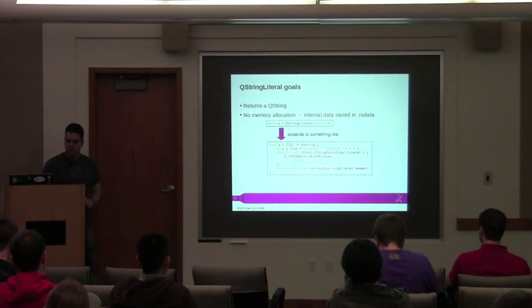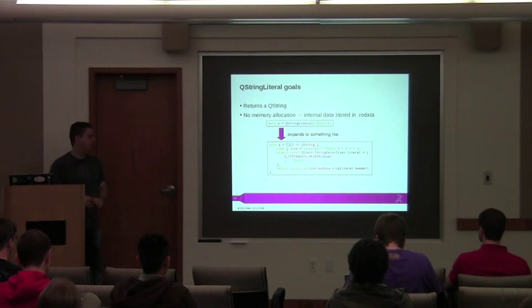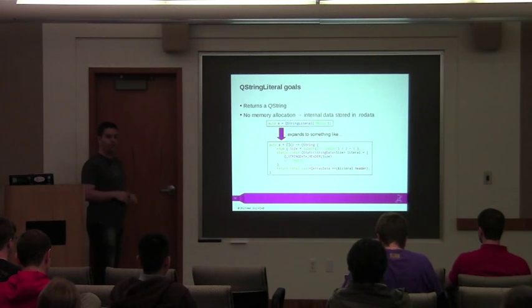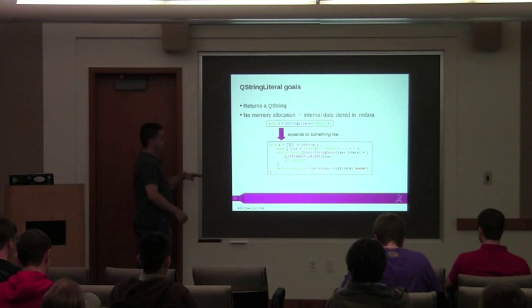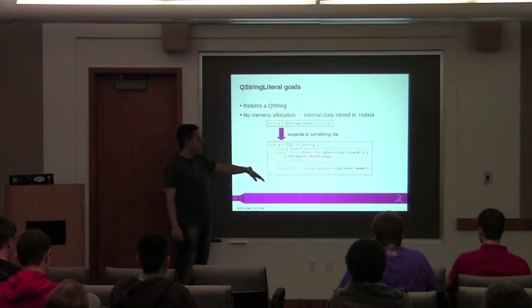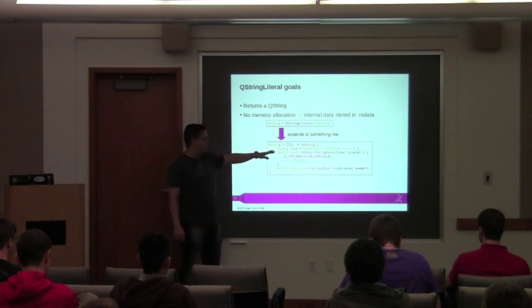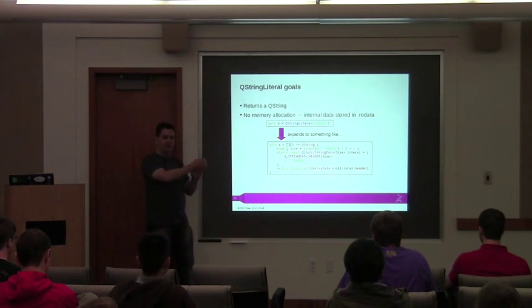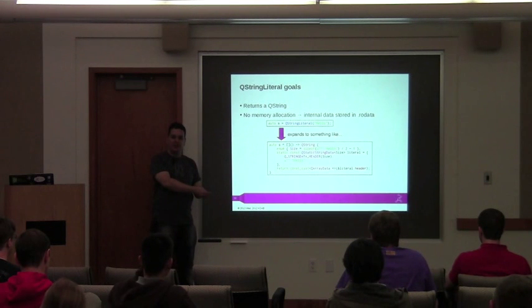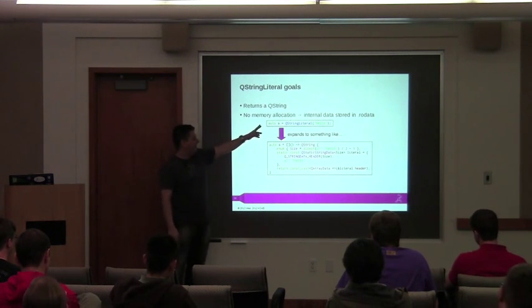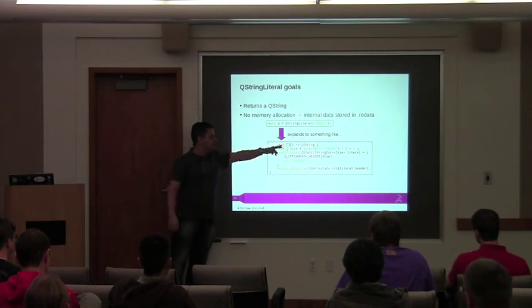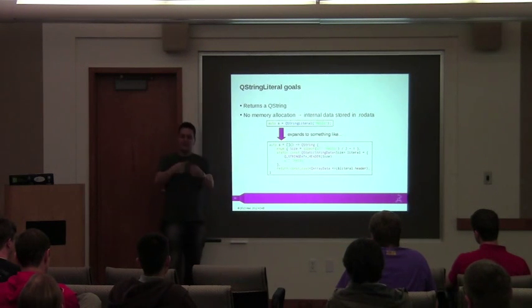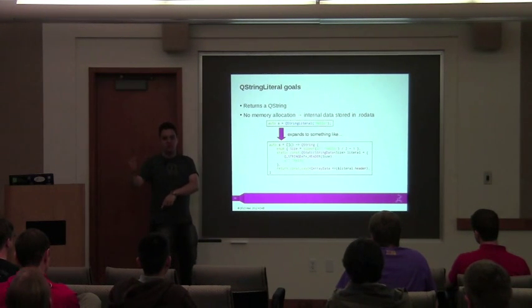So how did we do this? The goal was QStringLiteral must return a QString and not allocate any memory. I'm not going to read this for you, but basically what we needed is a static in order to be in read-only memory. I cannot add a static here. So the only thing I could do is create a lambda, so I can put the static inside the lambda and return that static.